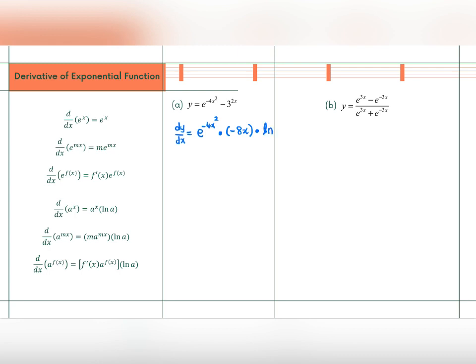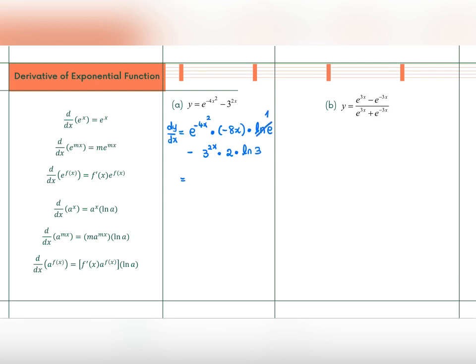Ln kita adalah ln base e. Okay, ini baru first term. Kemudian kita tolakkan dengan, now differentiate 3 to the power of 2x. Same rules, salin, darab dengan differentiate 2x. So kita dapat 2 darab dengan ln of our base, maksudnya ln 3.